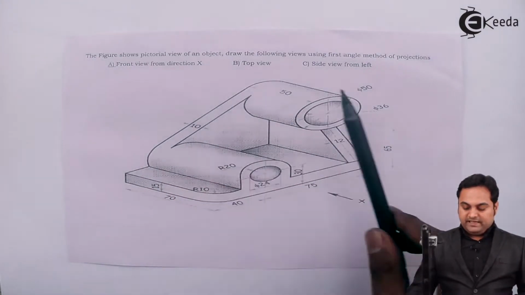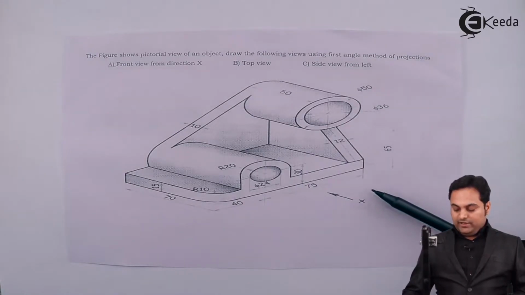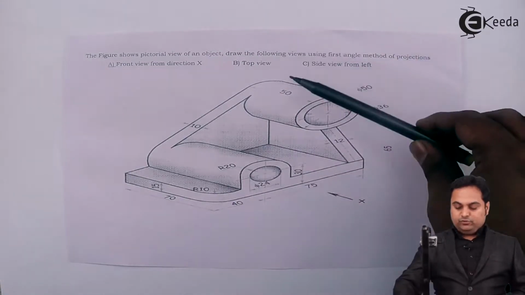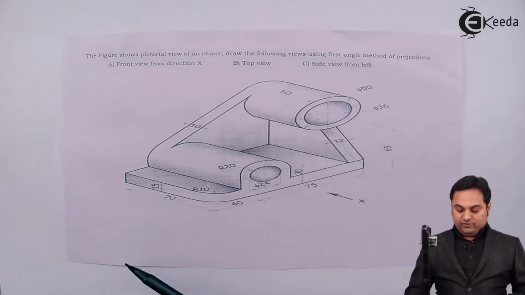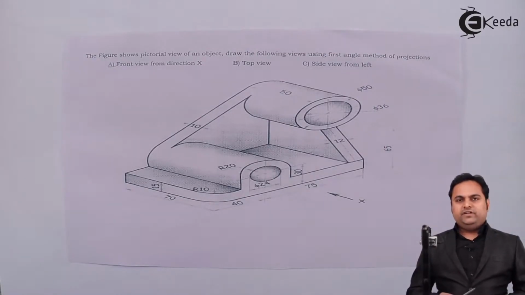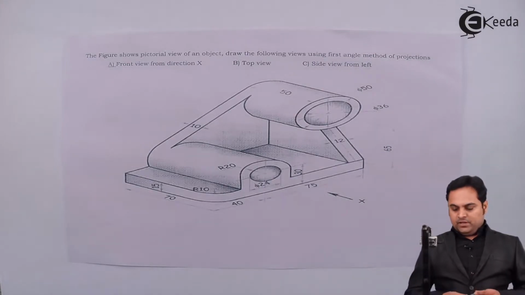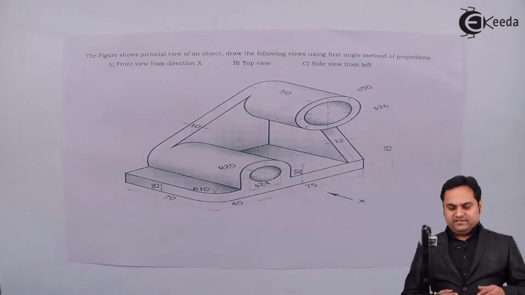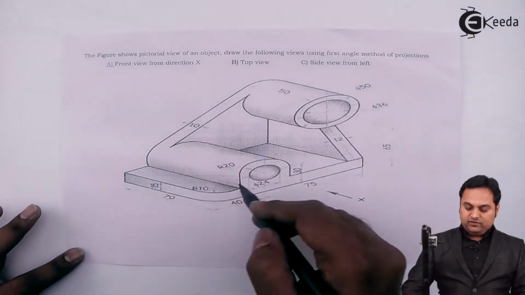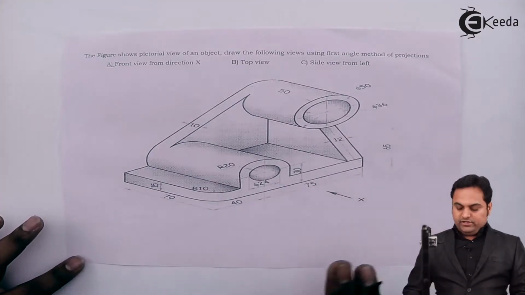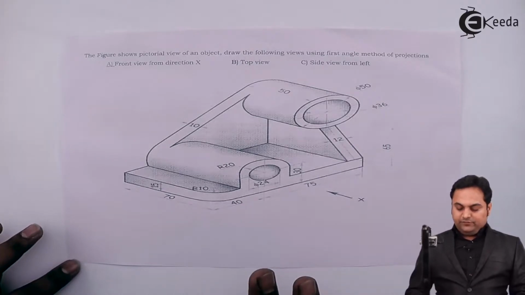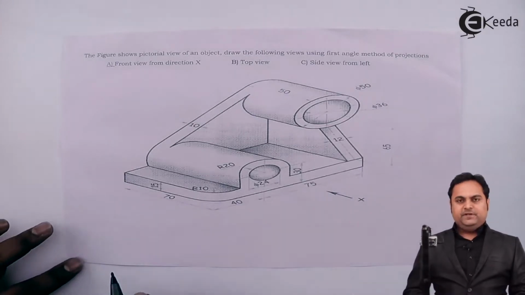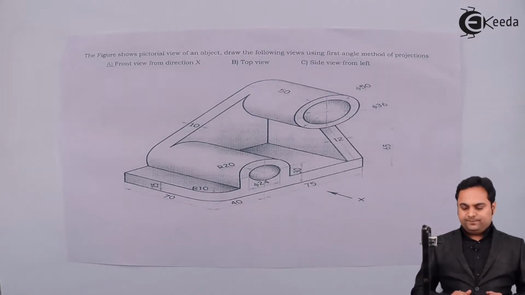First, front view from direction X, that is we are looking along X as an observer. So this will be the front view for us in this direction. Next, we have to draw the top view looking from top, and then side view from left, that is looking from left hand side. Now whenever it is by first angle method of projection, the side view which is left hand side will be drawn towards right hand side, that is we are going to look in this direction and this view would be drawn onto the right hand side. So here we can say that front view will be in VP because it is by first angle method of projection. Top view will be in HP and front view and side view will be adjacent to each other.